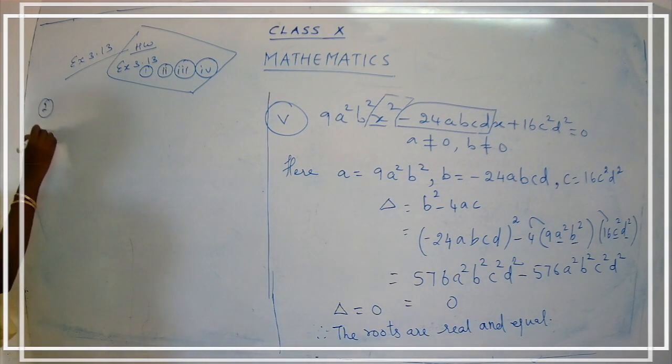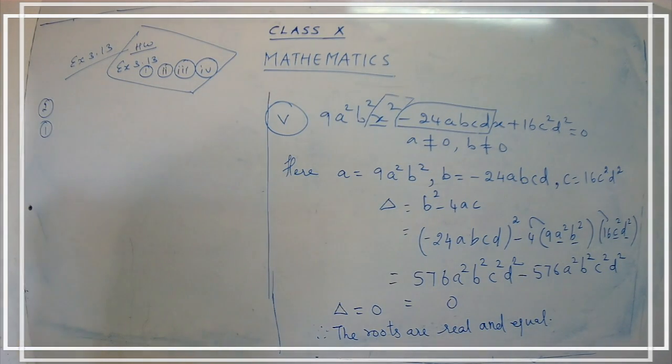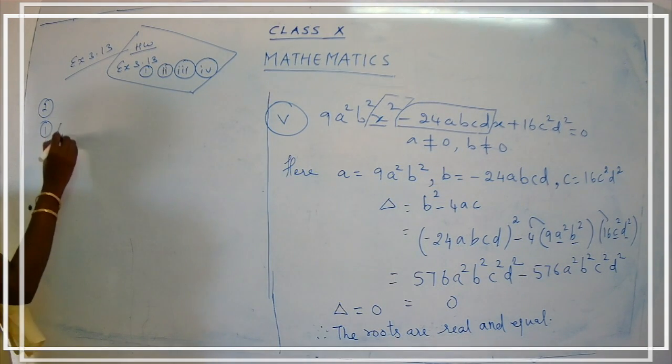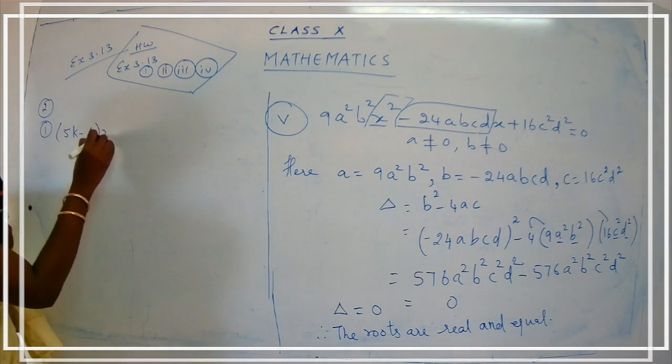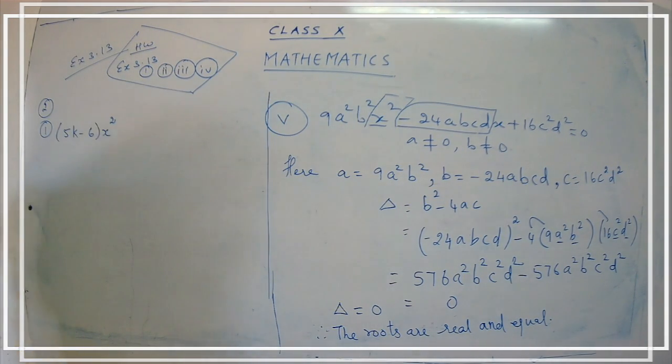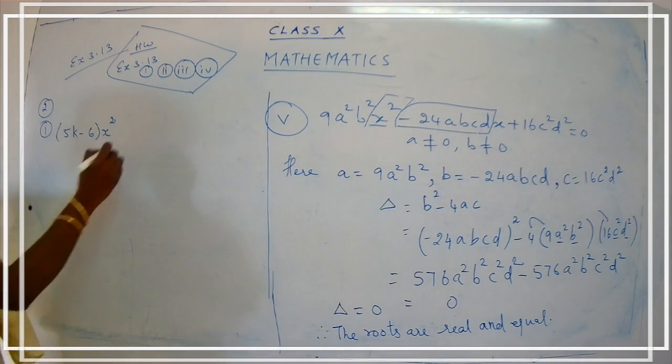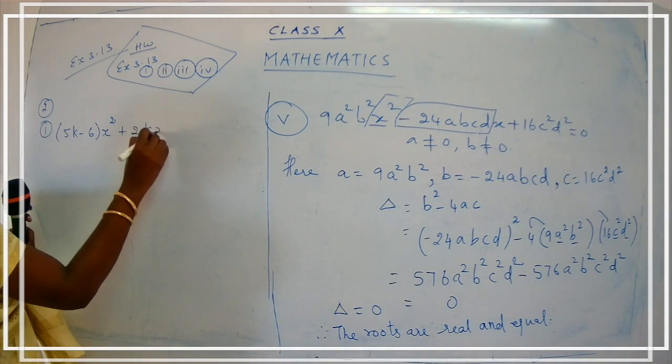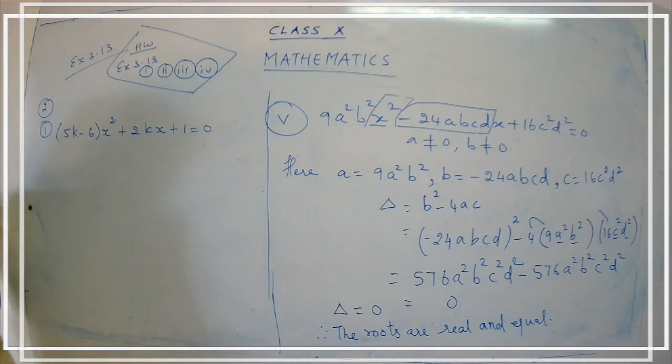Question number 2, the first subpart. 5k minus 6 x square plus 2kx plus 1 is equal to 0. So this is the question given to us. 5k minus 6 the x square plus 2kx plus 1 is equal to 0.